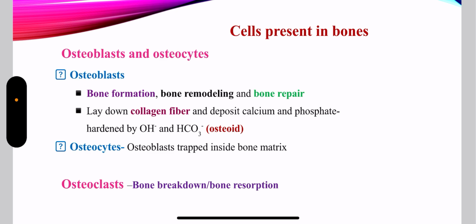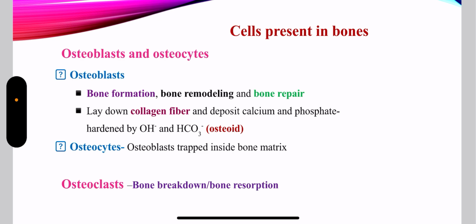Okay, so osteoblasts lay down the collagen fiber and they deposit calcium and phosphate. So once these are deposited, they get further hardened by hydroxyl and carbonates, and there is formation of osteoid. This is the function of osteoblasts. That is the process by which they help in bone formation and bone remodeling. I had already said that bones are composed of hydroxyapatite. That is what you are seeing over here, hardened by the hydroxyl and the carbonate residues.